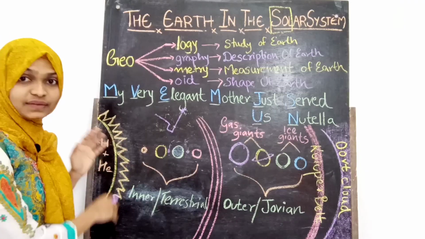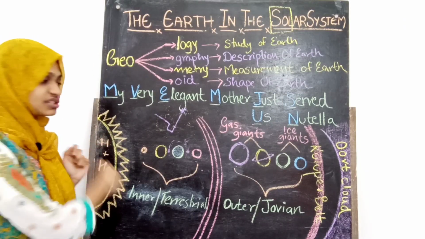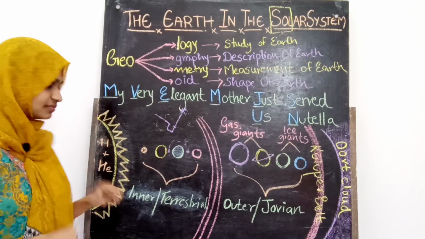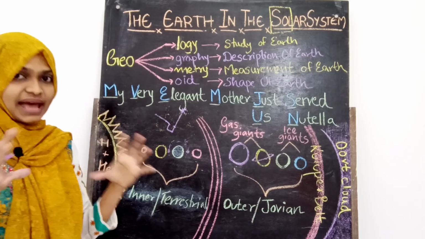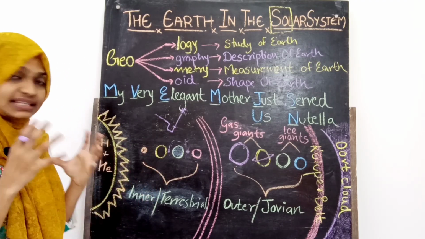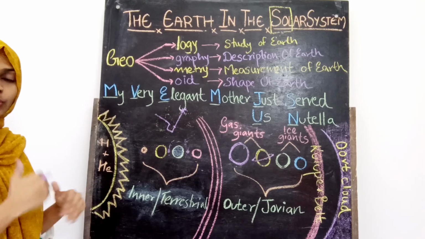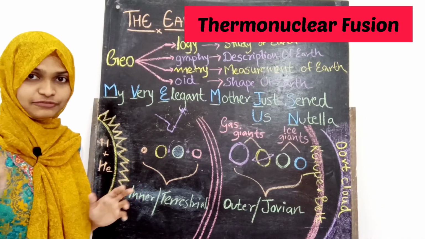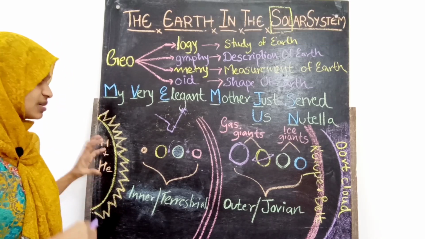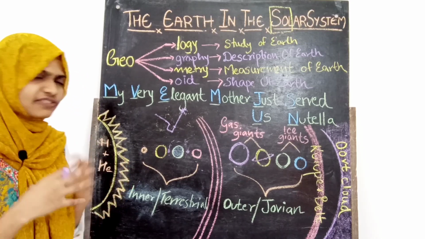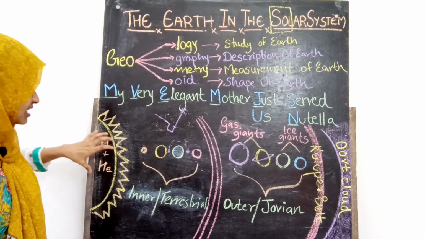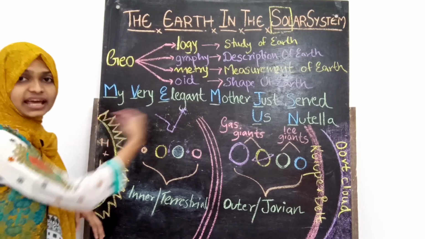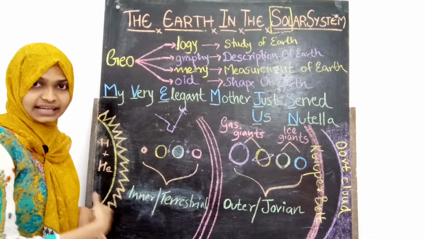Now let's talk about the sun, which is the main energy which drives all the solar system. Now the sun is a very massive object and it has hydrogen and helium in it, which is continuously going through a process called as the thermonuclear fusion, and it is the reason why the sun is very hot. It is very hot, and the sun is continuously giving out energy in the form of heat and light.